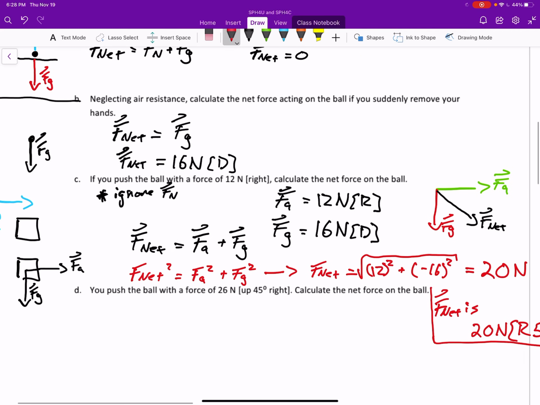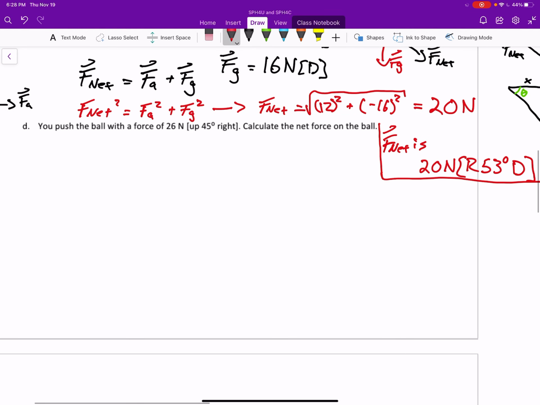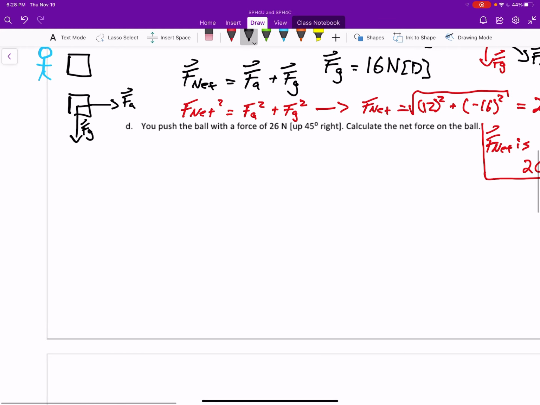We did all that because the forces were perpendicular. Okay? Let's see what happens if we push the ball with a force of 26 newtons up 45 degrees right. Let's find the net force on the ball in that situation. So in that situation, we are pushing it not perpendicular to the gravity. We're at a bit of an angle.